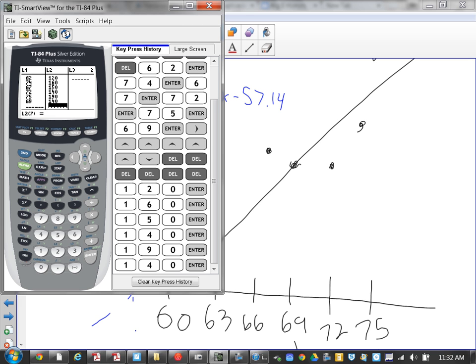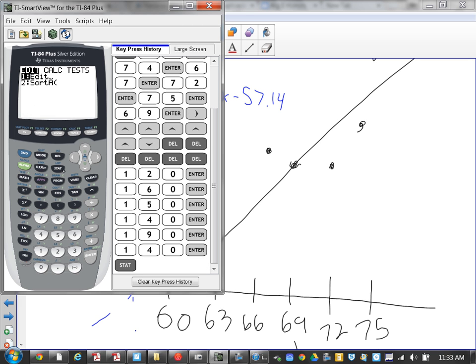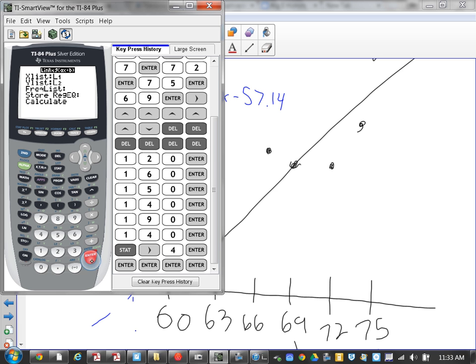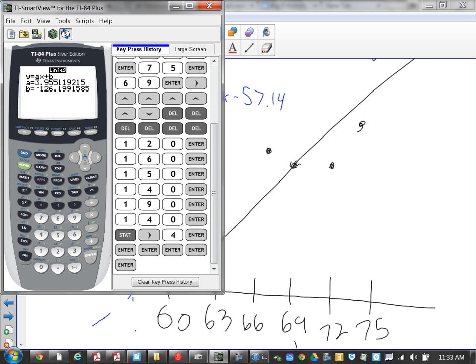So now if you go to your stat button again, you have an option, calculate. Move over to the right one and do the linear option, option 4. Your screen might be a little bit different than mine, because my operating system might be a little bit different. Just hit enter a couple times, and you get this equation.